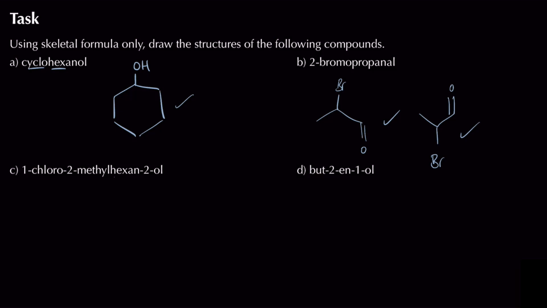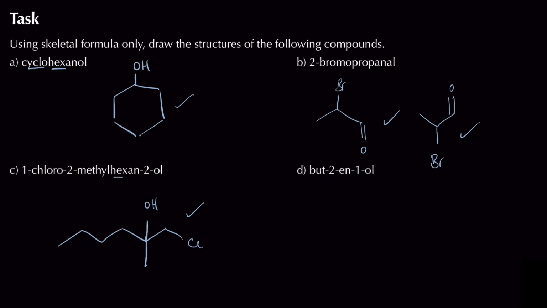Look at the next one. You've got hex. You've got 6 carbon atoms, 1, 2, 3, 4, 5, 6 carbon atoms there in total. On the 1 position, I'm going to go from right to left in this case. I've got chlorine, and then I've got a methyl at the second position, and then I've got an alcohol on that second position as well. But of course, you could have flipped the entire molecule. As long as you name it, it's the same thing. It's going to be correct.